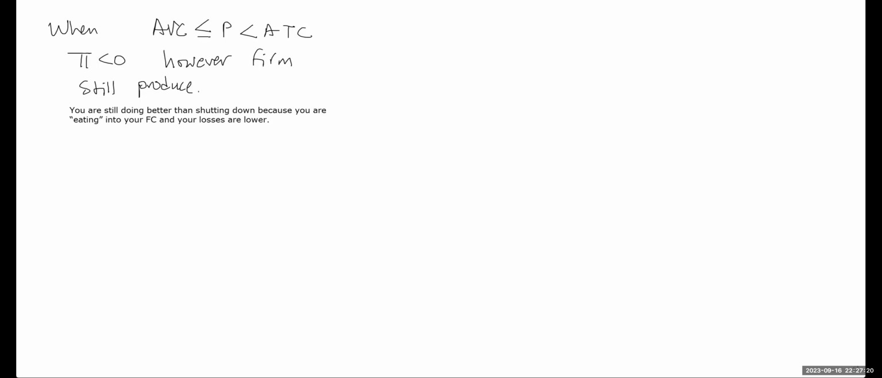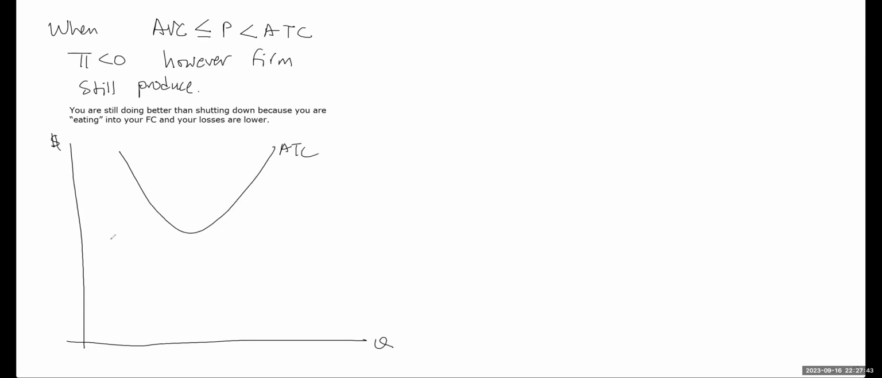And that is this region here, when price is less than average total cost, but greater than or equal to average variable cost. And I'll show you visually what that region looks like. Here's quantity, dollars, average total cost, average variable cost, and marginal cost, which is the J that goes through the bottom of each point. So let me go through all these scenarios.